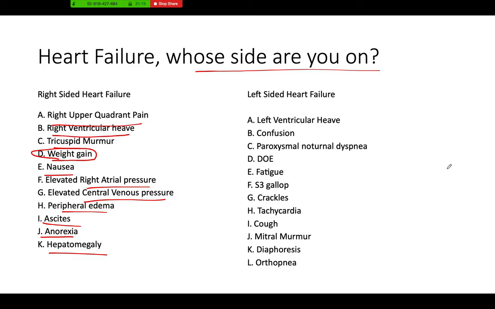The ascites should show up on the skin, yes. You're absolutely right. The ascites, you will be able to see on the skin, just dilated vessels. Okay. Great.